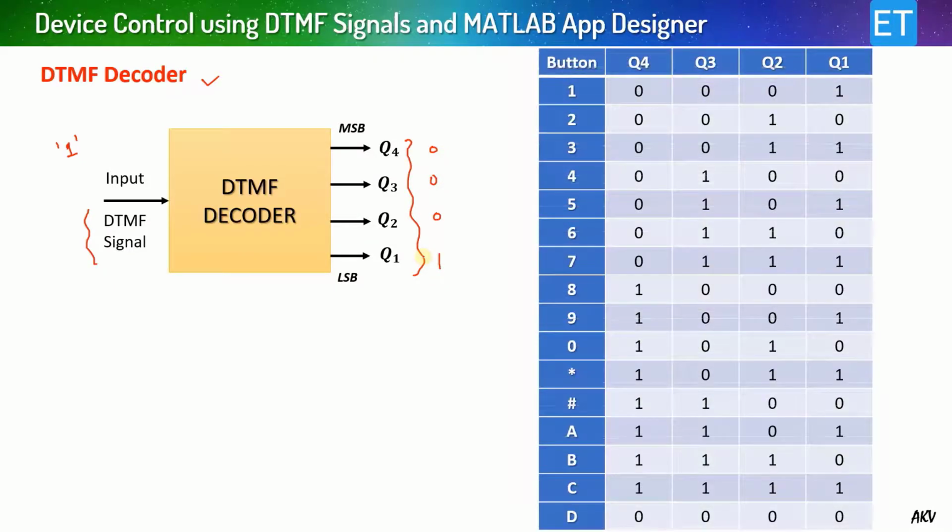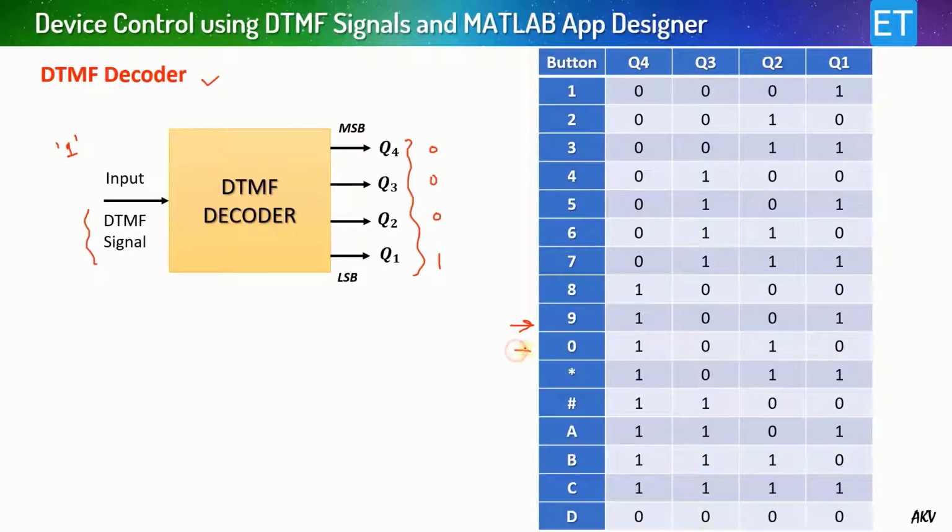So this is the table. You can see what output you will get from each key press. These are your buttons or keys. If you press 1, you get its binary equivalent. If you press 2, you get 0, 0, 1, 0, again its binary equivalent. So till 9, you're getting their equivalent binary representations.